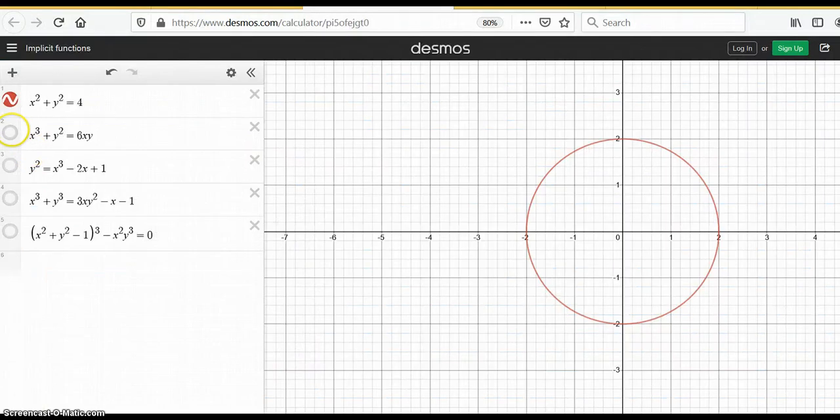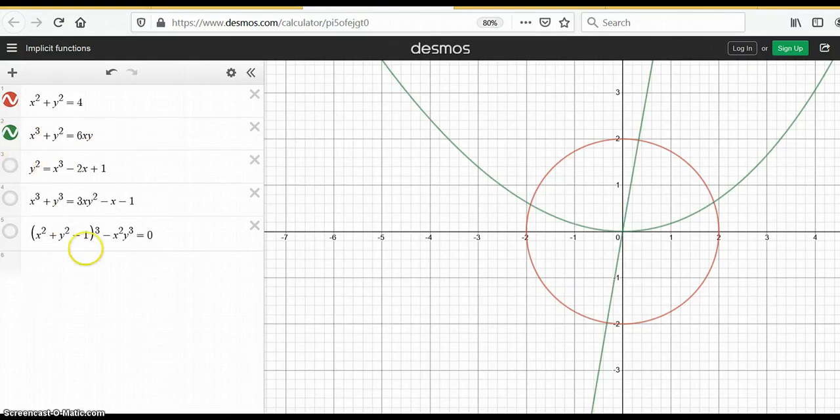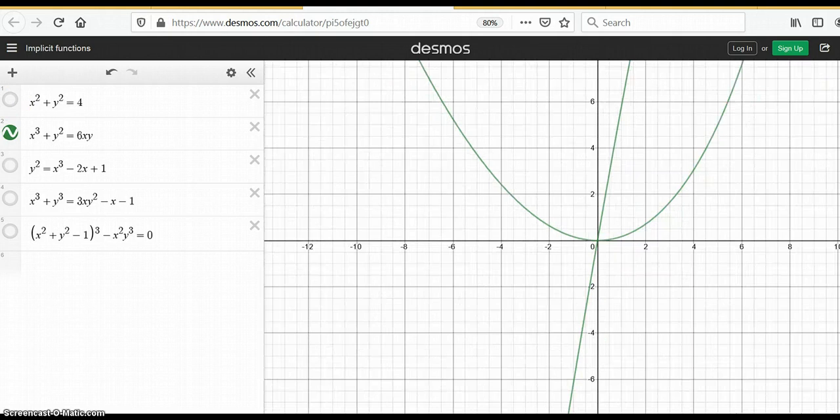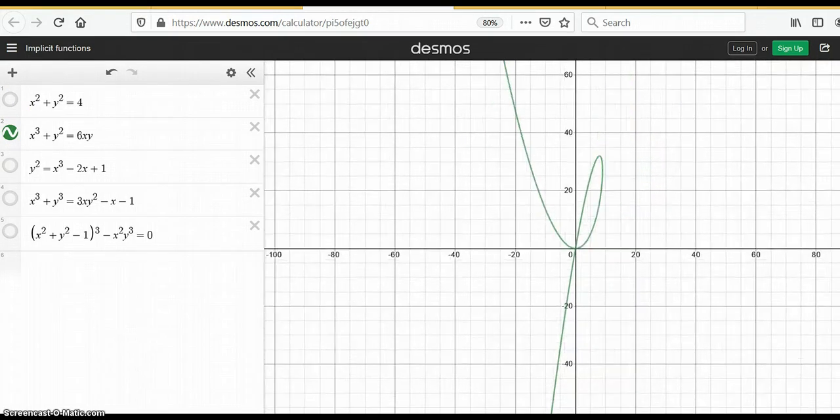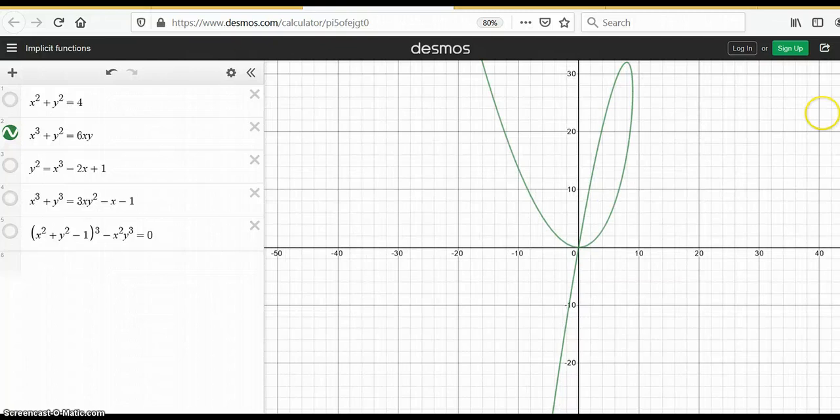If you want to graph the next one, again, you just literally type this in. Here's a bunch of different implicit functions. Notice how some of these are much harder to solve for y, like the second one. That's very difficult to solve for y. Sometimes it's just impossible to solve for y. Let's make this a little smaller. What I did is I took off the first one. That's what that one looks like. You can see it's not a function.